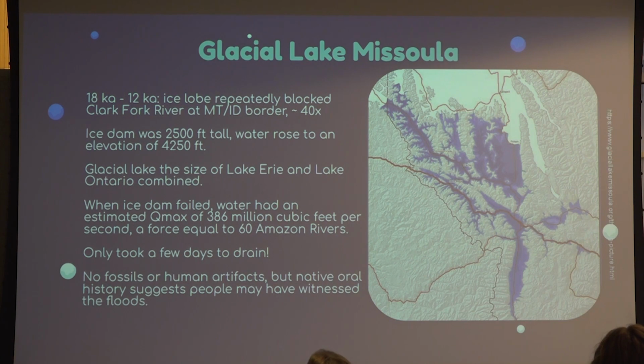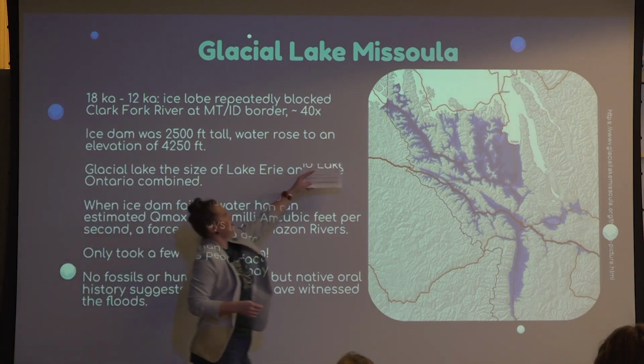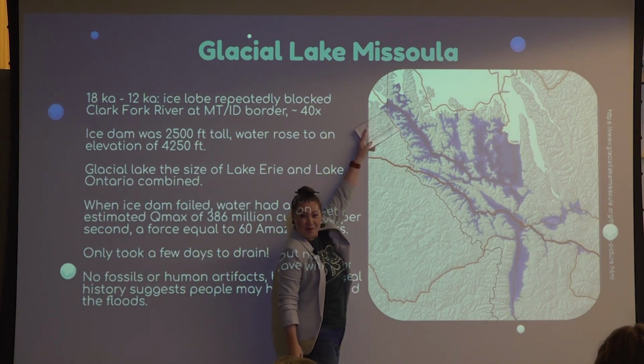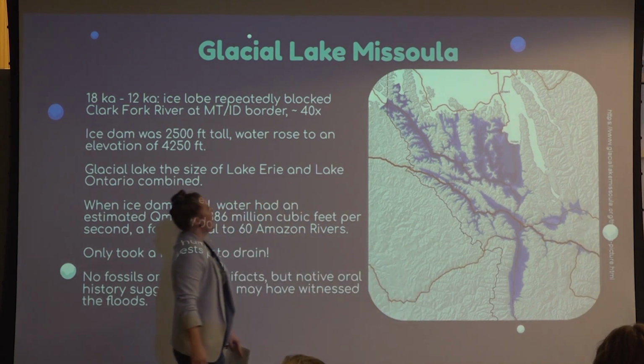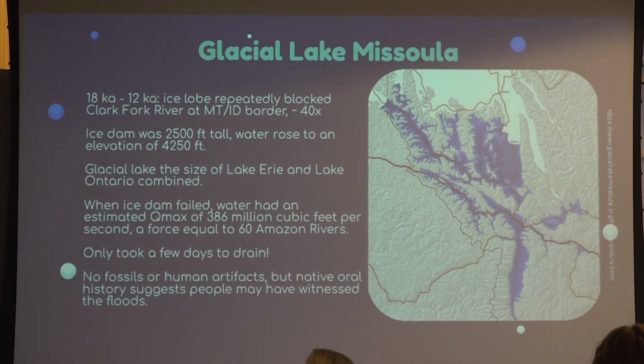So now let's look at Glacial Lake Missoula. Between 18,000 and 12,000 years ago, there was an ice lobe that repeatedly blocked the Clark Fork River right here at the Montana-Idaho border. This little bitty ice lobe created all this water, and that backed up the Clark Fork River and basically filled in all of the valleys with water.